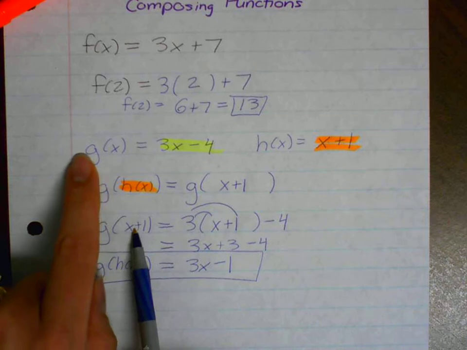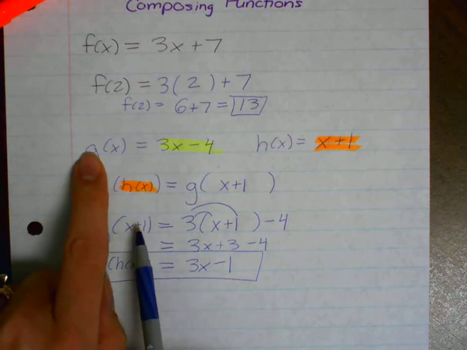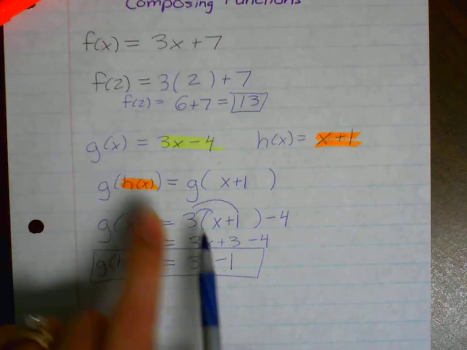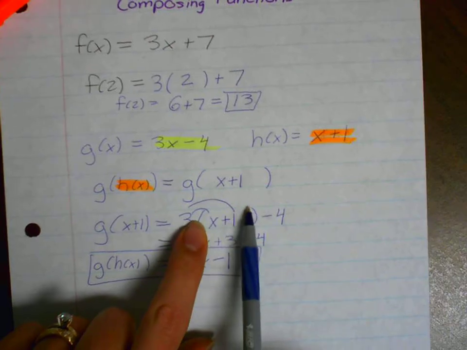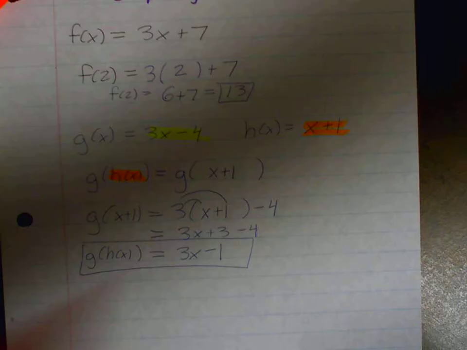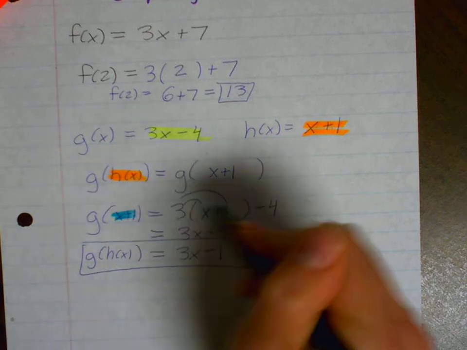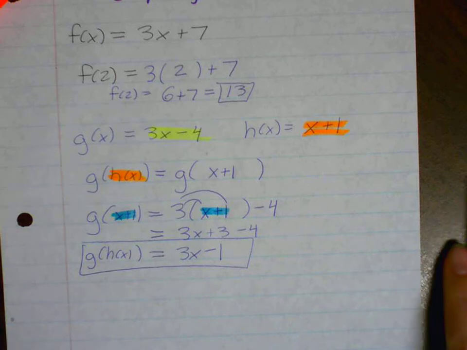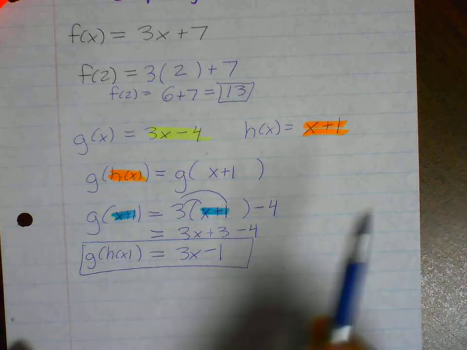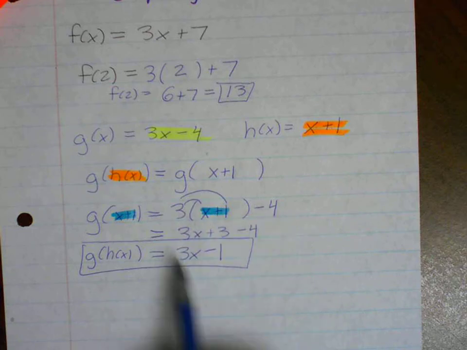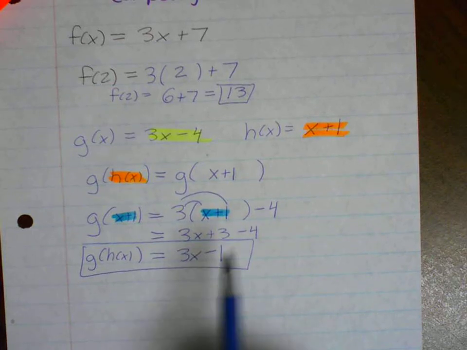I look at my g function, because now I'm going to replace x in the g function with x plus 1. So I rewrite it. I have the 3. I left a blank spot here, and I have minus 4. And this right here, x plus 1, was what I put in those parentheses. I took out the x that was there and replaced it with x plus 1. And then I just did some algebra. I distributed, and I combined like terms, and I got 3x minus 1.